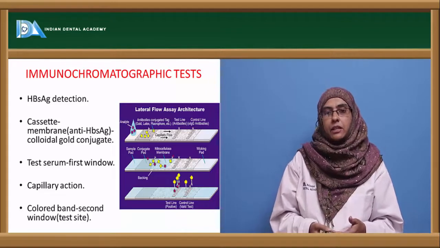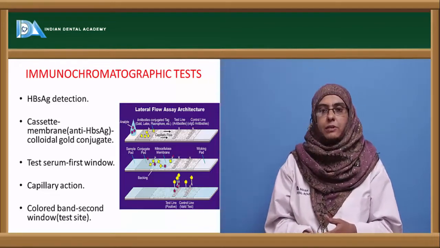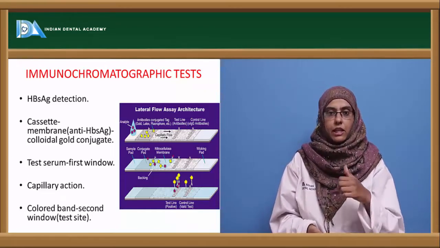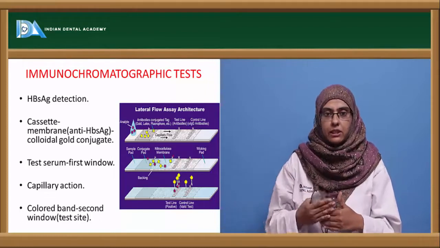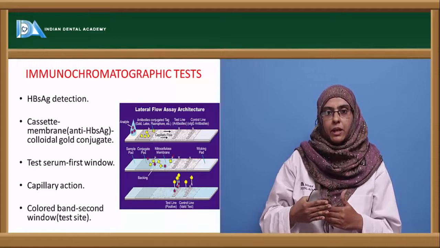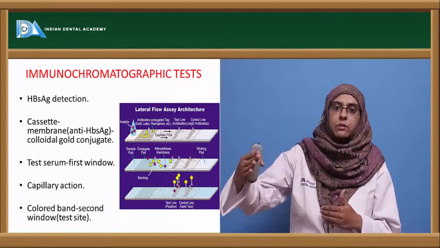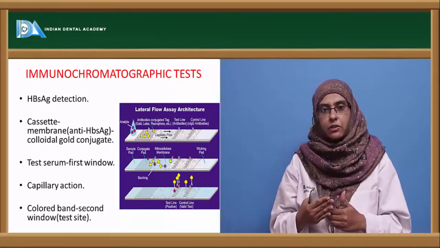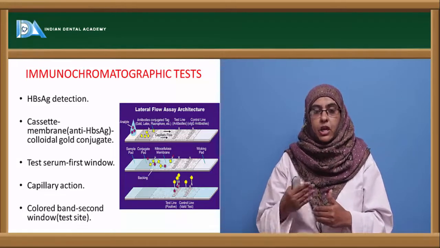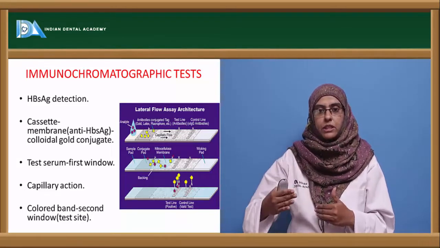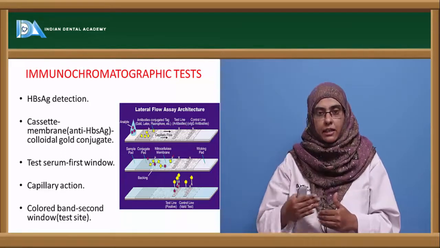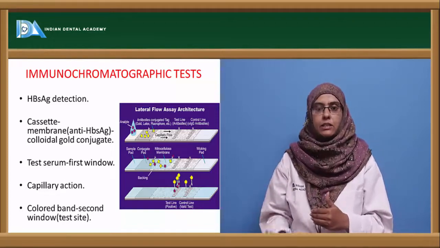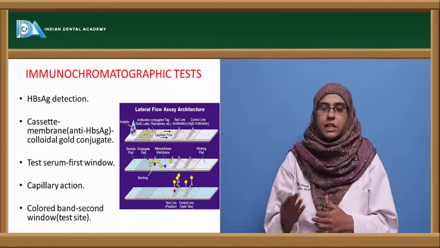So here the membrane has an antibody, that is anti-HB antigen colloidal gold conjugate, and the test serum is usually added to the first window. The component usually gets separated into three windows, so it moves till it reaches the third window. In the first window we add the test serum and it's allowed to flow depending upon the capillary action. When they move on from the first window, they usually form a colored band, which moves on till the second window. The band that is seen in the second window is taken as a positive reaction, and when there is no band formed, it's taken as a negative reaction.